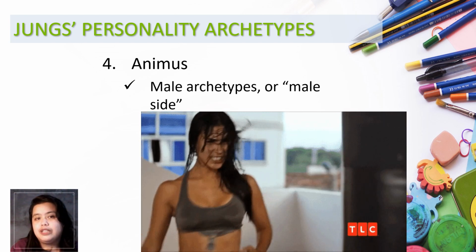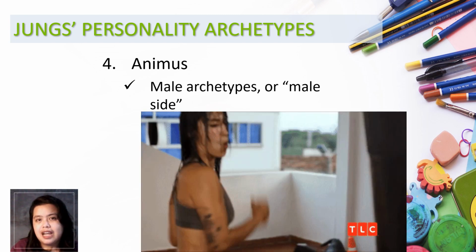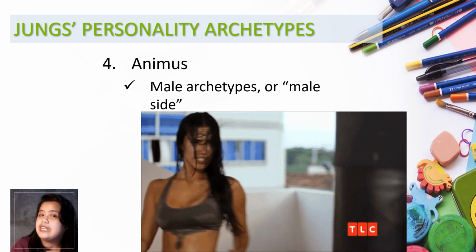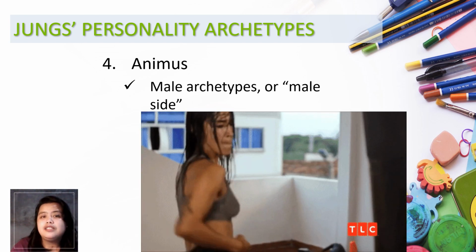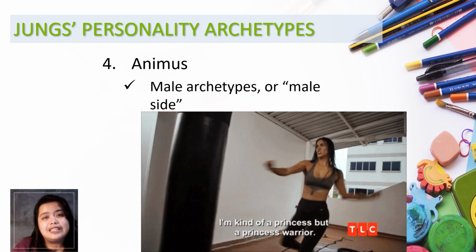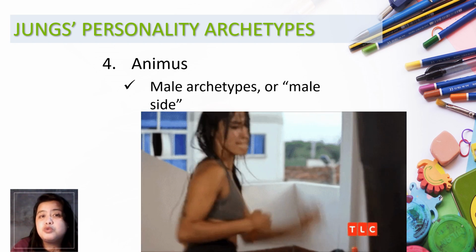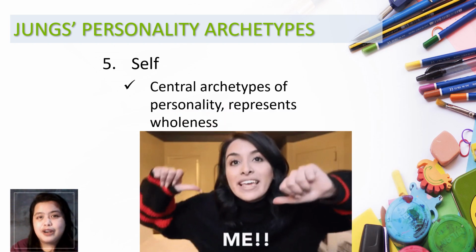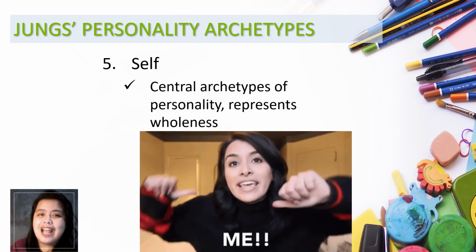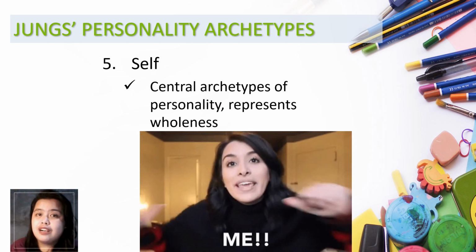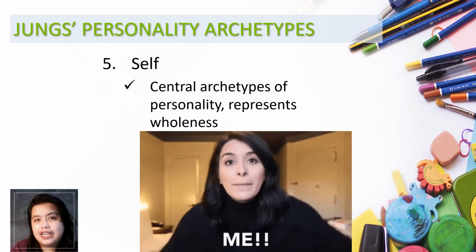Ano ibig sabihin nun? Kasi diba, kumpara natin sa persona, kung saan yun yung social image natin, yun yung gusto nating ipakita, yun namang shadow natin, yun yung dark side natin, ayaw nating ipakita. Ito naman, yung animus and anima, ito yung true self natin. Since we are talking about self, self is actually the last of the 5 personality archetype. At yung self is the central archetype of personality. It represents the wholeness. Okay, pinagsama-sama nung 4.